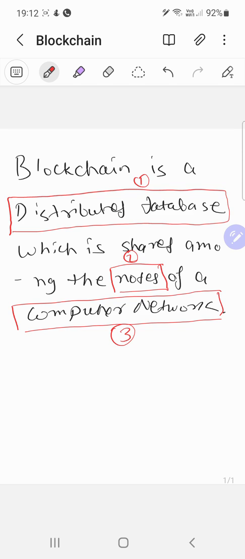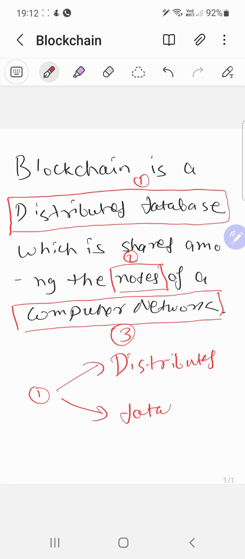You might have a very vague idea of how blockchain is being used in the Bitcoin ledger keeping system, and I'll come to that in a moment. So first of all, let me explain these concepts. The first concept is distributed database. The moment we see this term, we can split it into two individual components: first is distributed, and the second one is database.